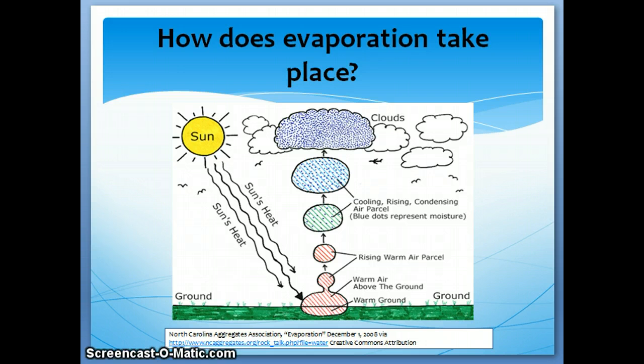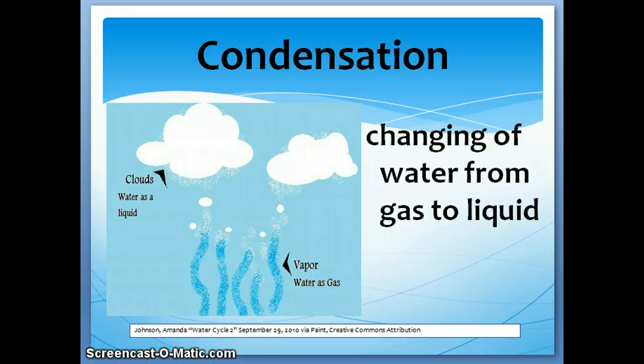This leads us to the next stage, which is condensation. Condensation is a change of water from its gaseous state to its liquid state. This happens when water loses the energy it once acquired from the sun. Then the water molecules become attracted to other airborne water molecules. These molecules condense and form clouds, and clouds are a liquid form of water.